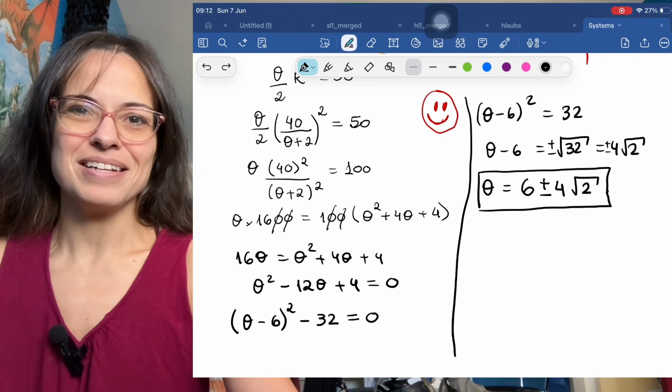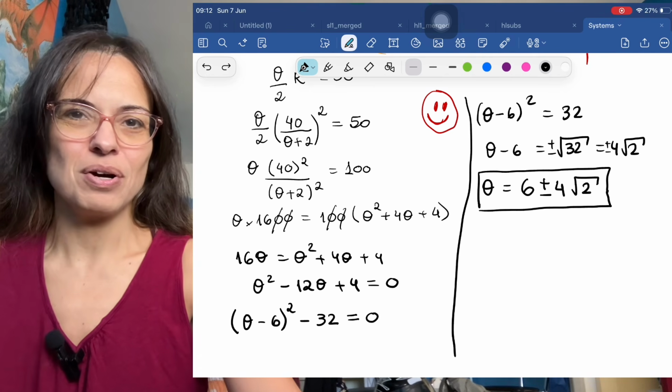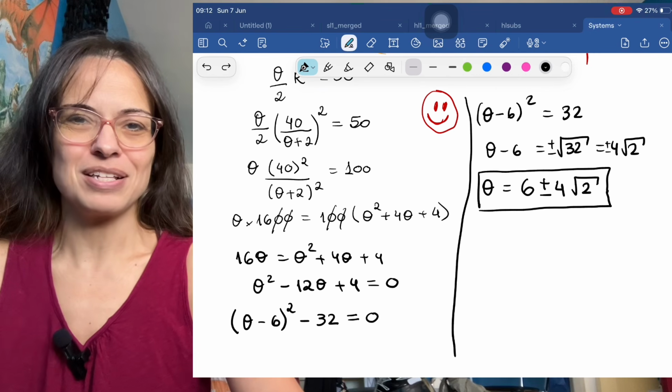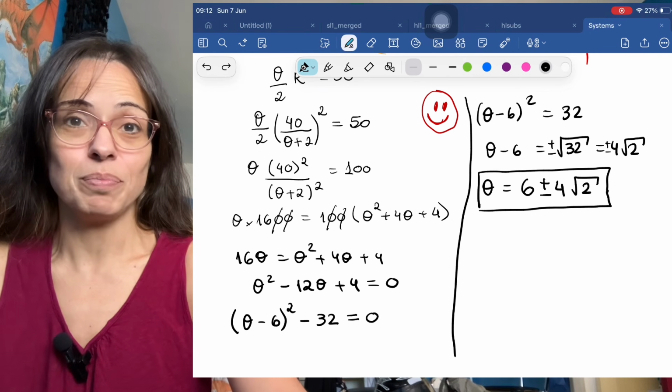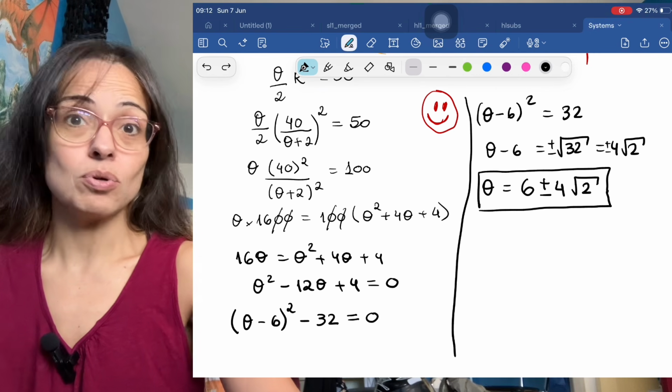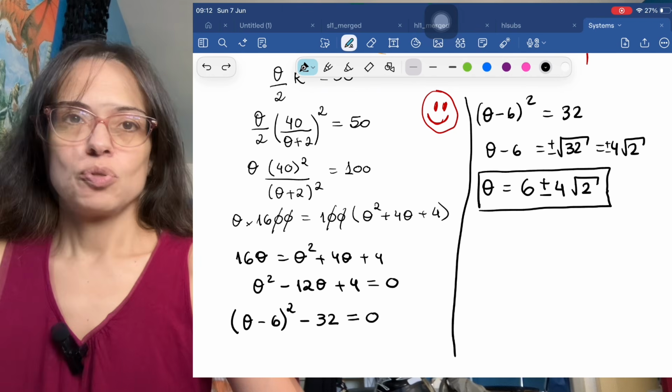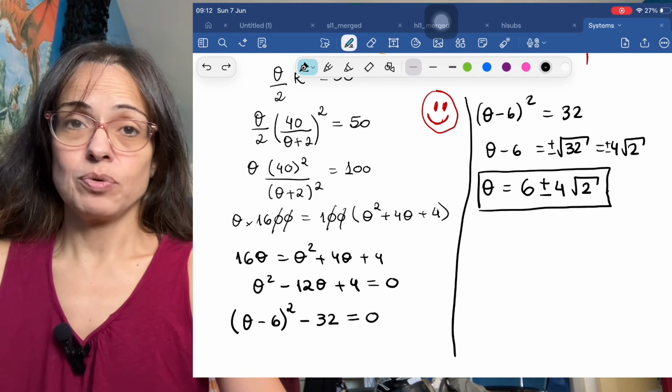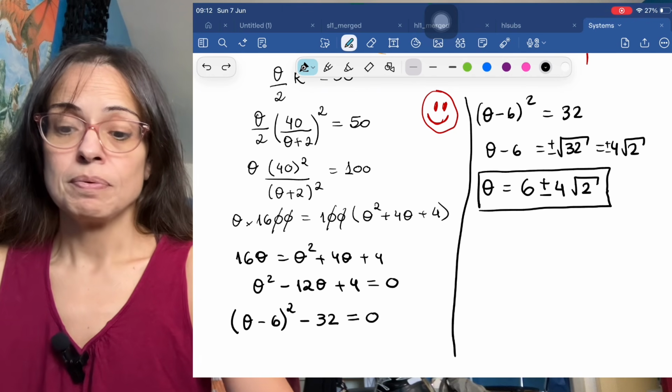Well, angles can technically be negative if you go around the unit circle in the other direction, but that's not usually what we mean by an angle in a triangle or in a circular sector. So a lot of students tend to discard very quickly the negative solution.